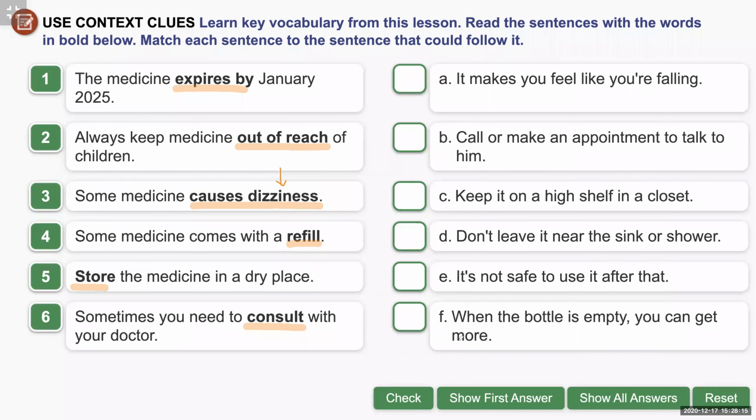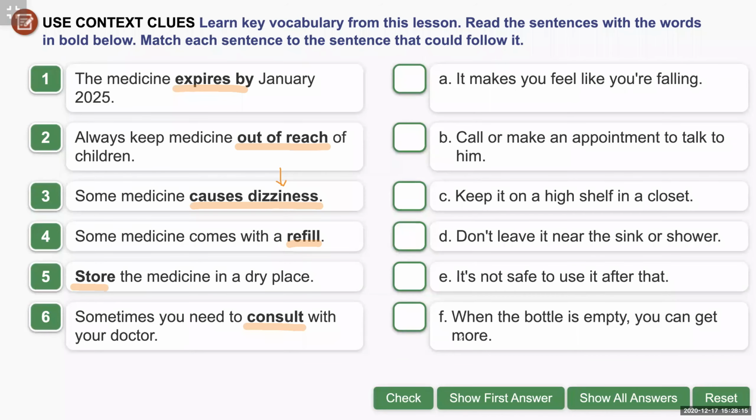So let's look at number 1. So the medicine expires by January 2025. So let's look at our first answer. Our first answer is it's not safe to use it after that. Okay, let's look at our next answer. Always keep medicine out of reach of children. Our answer is C. Keep it on a high shelf in a closet.